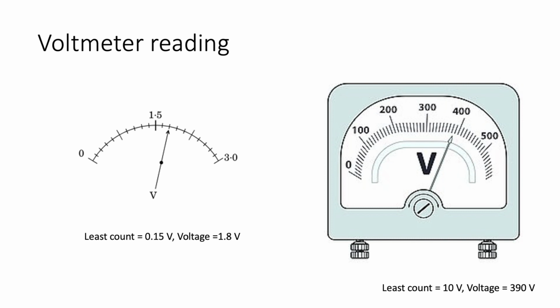Here you can see voltmeter reading. So in the first picture you can see between 0 to 1.5 there are 10 divisions. So the value of one division is 1.5 divided by 10 equal to 0.15 volt. So 0.15 volt is the least count, the distance between two adjacent lines. And the voltage shown here is 1.8 volt. Now here in the last picture, the least count is 10 volt and the voltage shown here in the instrument is 390 volt.